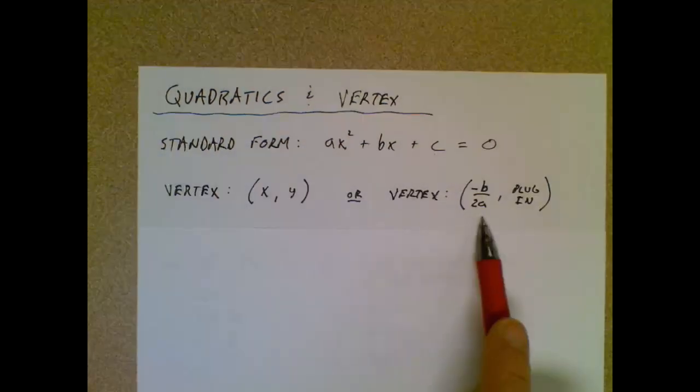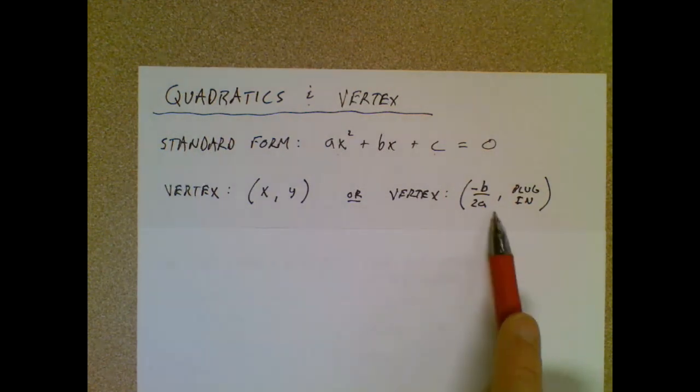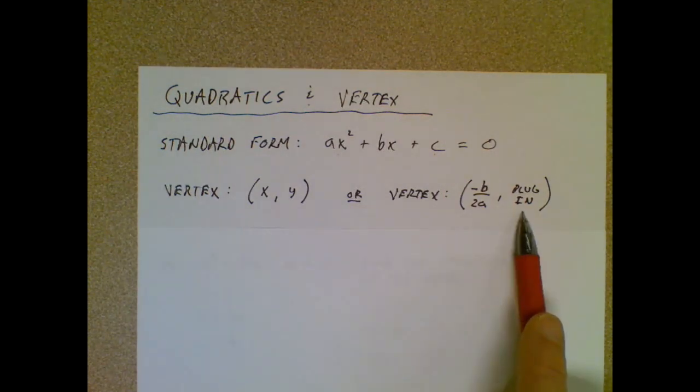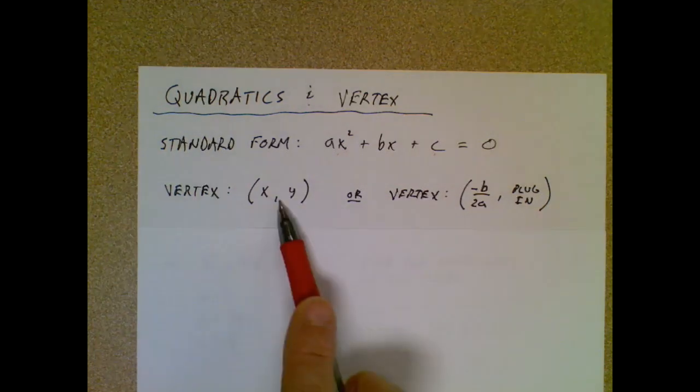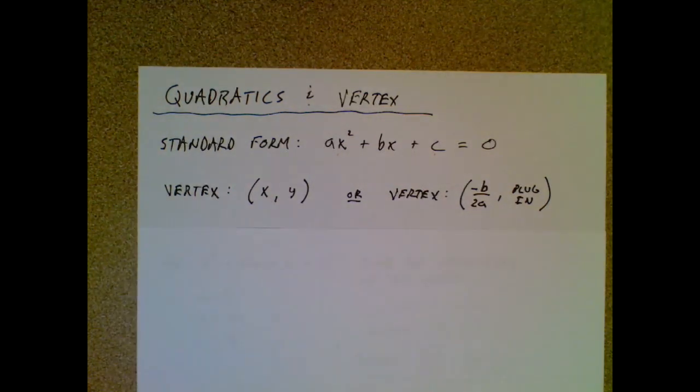To do that, the star of the show is going to be this mysterious negative b over 2a, plug-in. That's what's going to help lead to the coordinates x, y of your parabola.